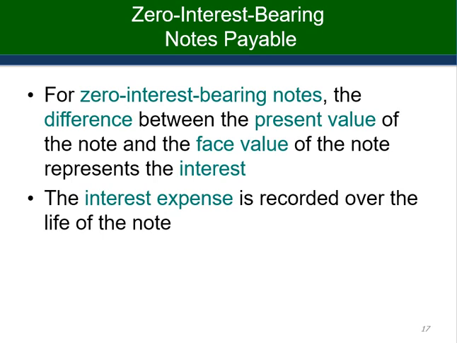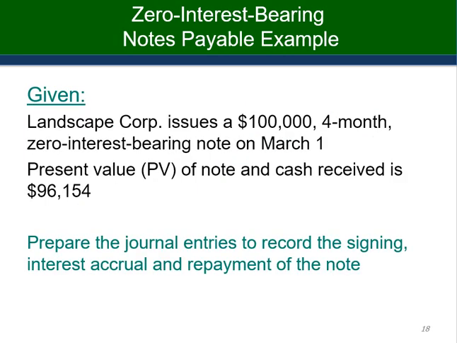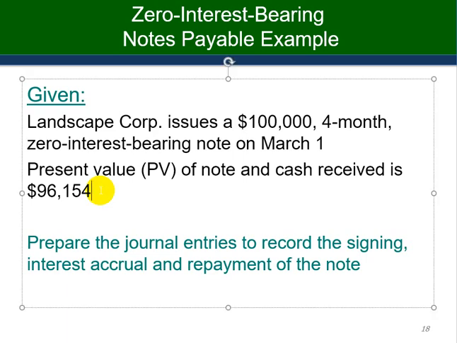So if we move along here, let's imagine that Landscape issues a $100,000 4-month zero interest-bearing note on March the 1st. And the present value of the note is $96,154. And so if you do the math, you can determine that that's a 4% interest rate, but it's 4% over the 4 months. So it's the same interest rate as we had before, but it doesn't actually tell you that in the contract anywhere. So $96,154 is the present value of the obligation. 4 months from now, we're going to pay $100,000.